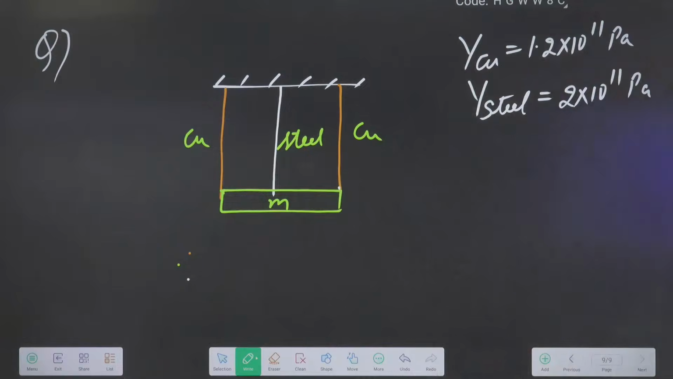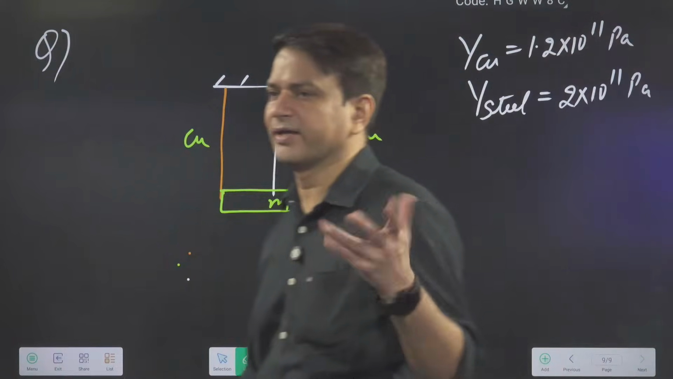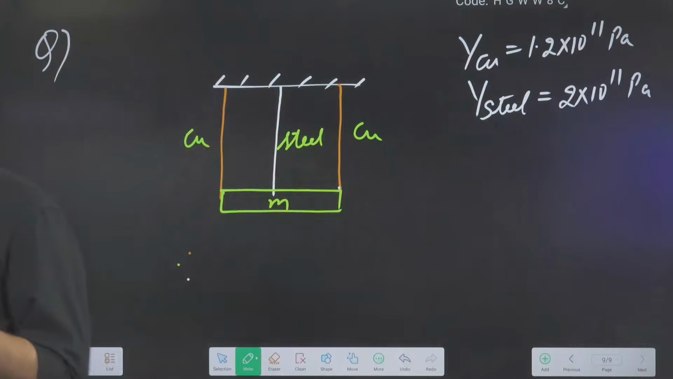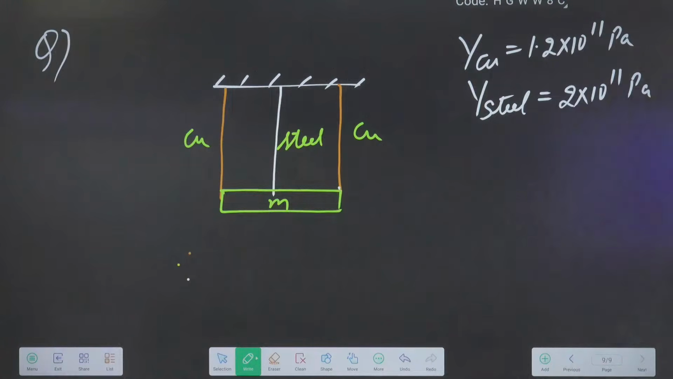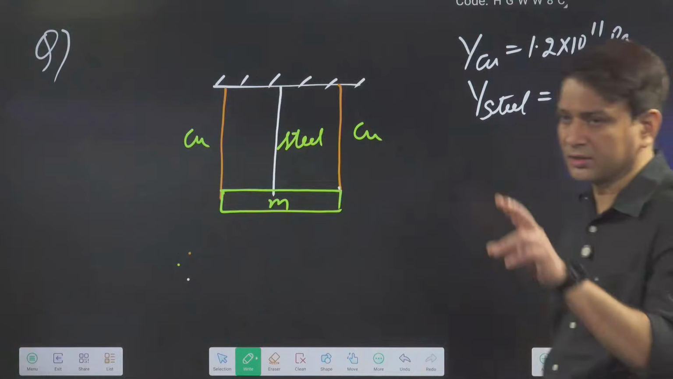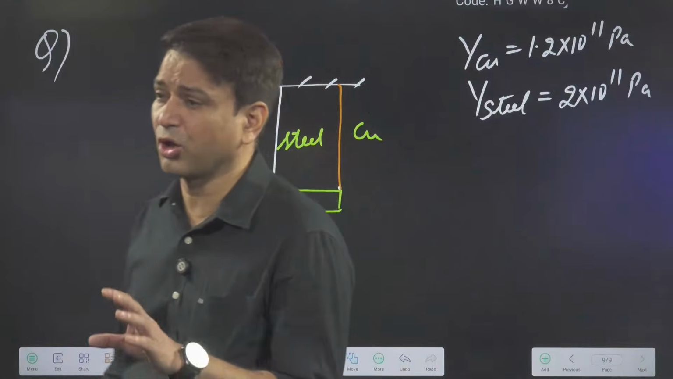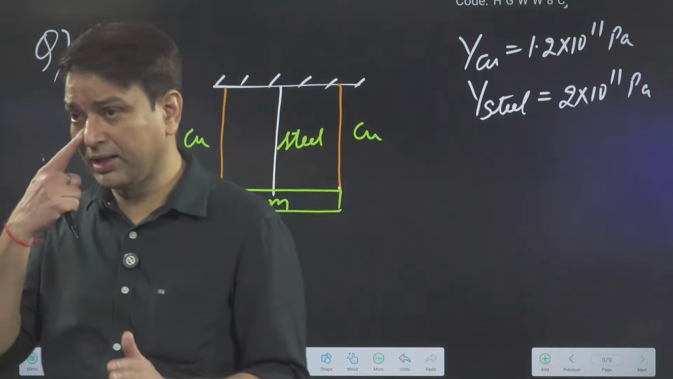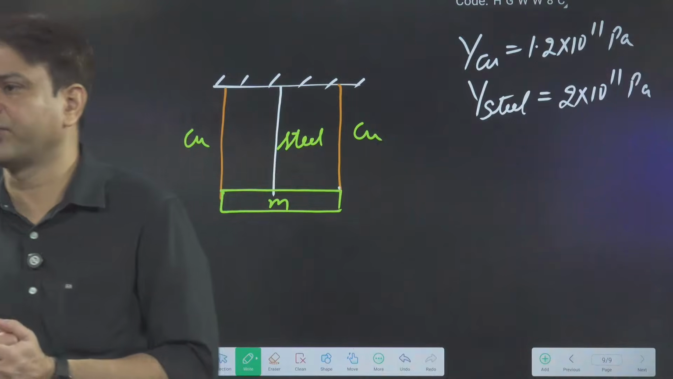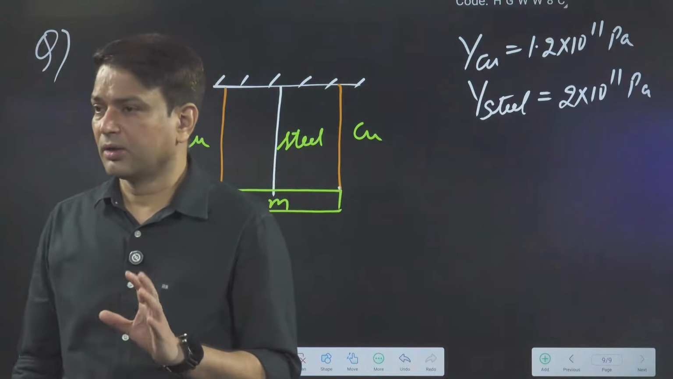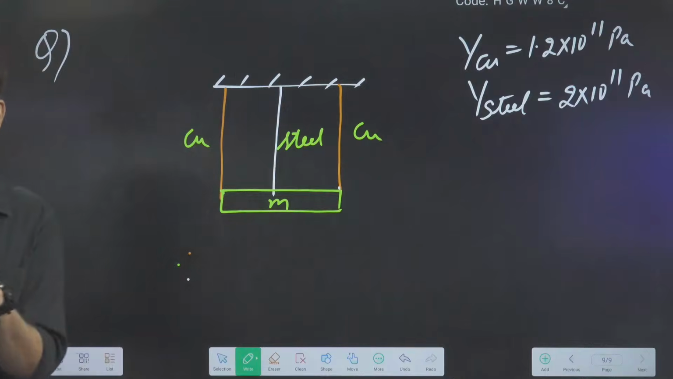That data I gave exactly. So I gave Y of copper as 1.2 into 10 to the power 11, and Y of steel I gave as 2 into 10 to the power 11 Pascal. And what is this situation? Two identical copper wires and one steel wire we have taken, and one block we suspended at the free end. Everybody got it? So 3 wires are there, from which we suspend one block of mass M.